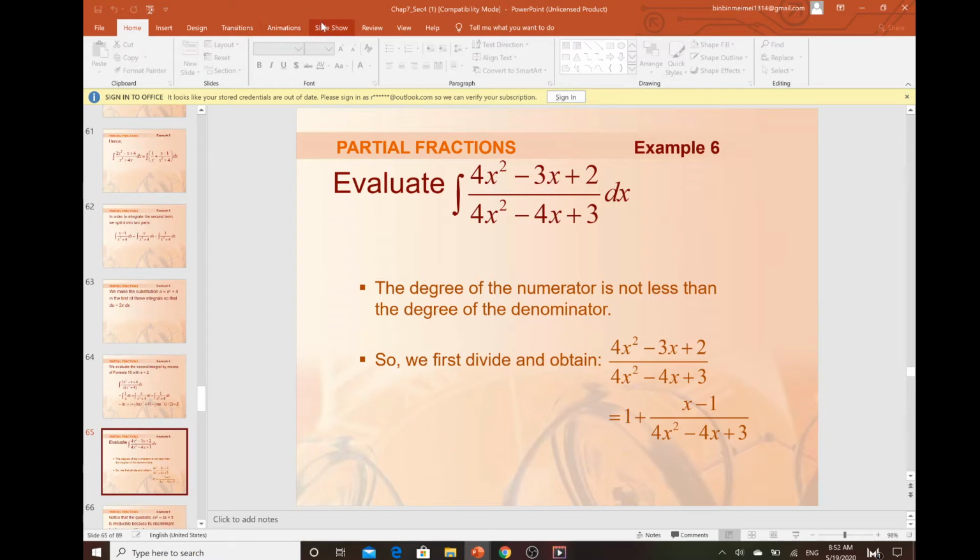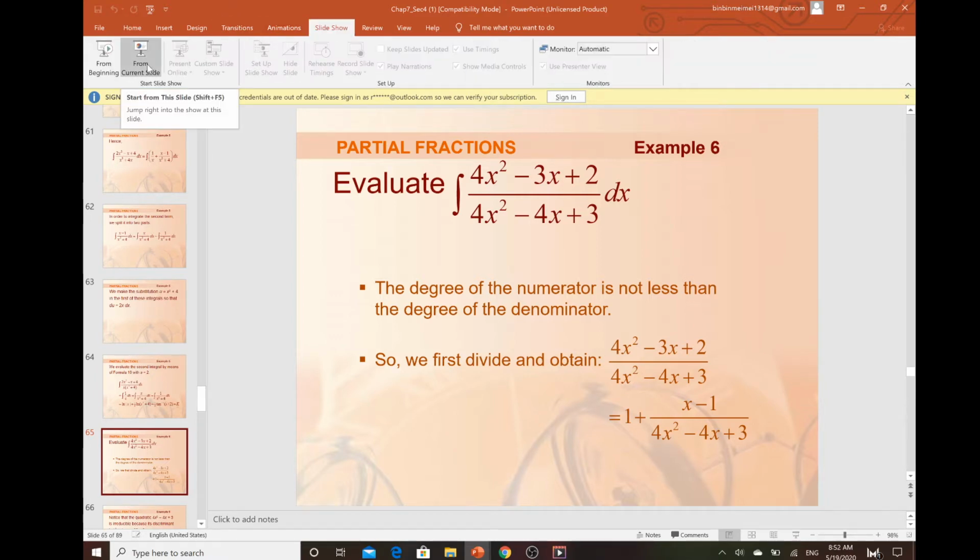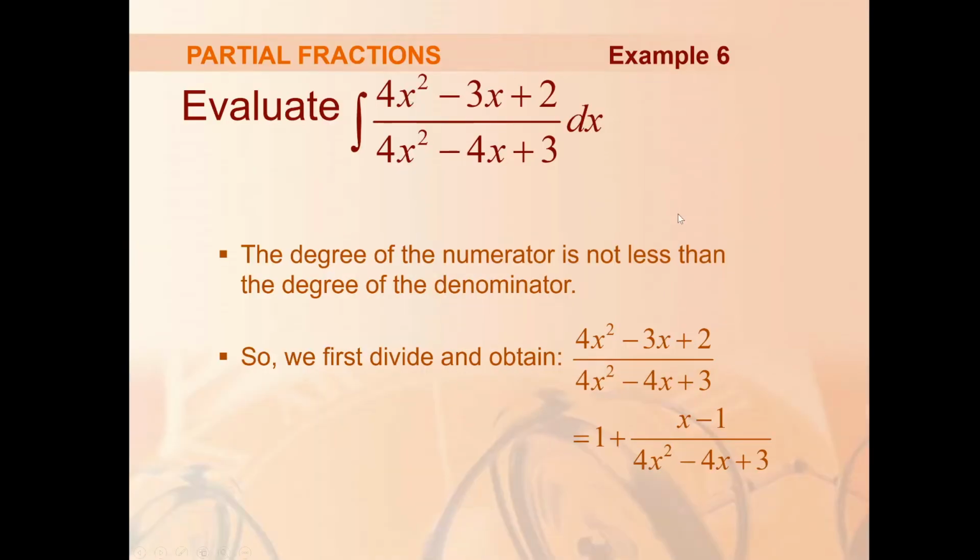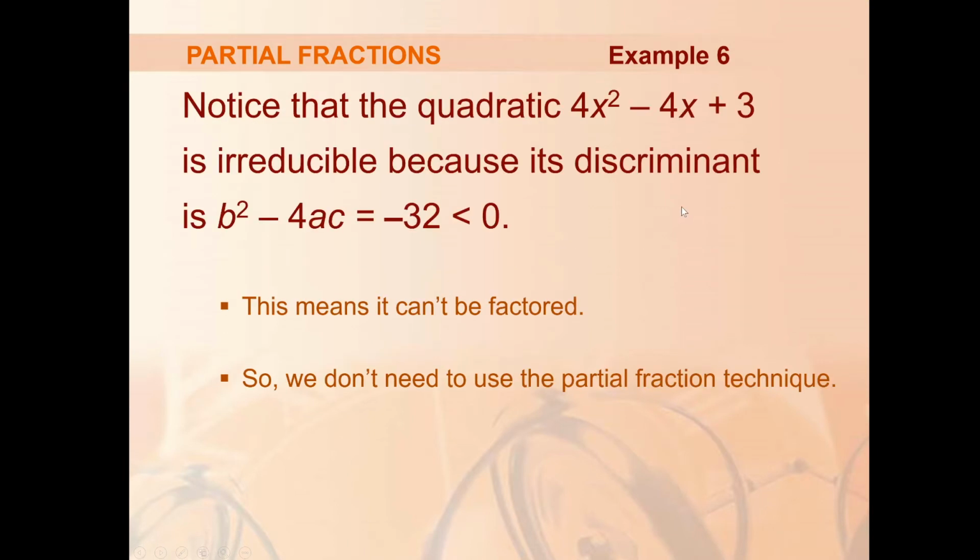Okay, so let me put it this way. Now notice that the quadratic 4x squared minus 4x plus 3 is irreducible, because its discriminant, b squared minus 4ac, is a negative number, so it's less than zero. This means it cannot be factored, so we don't need to use the partial fraction technique. Anytime you see a denominator which is not factorable, most likely we don't have to use the integration by partial fractions technique.